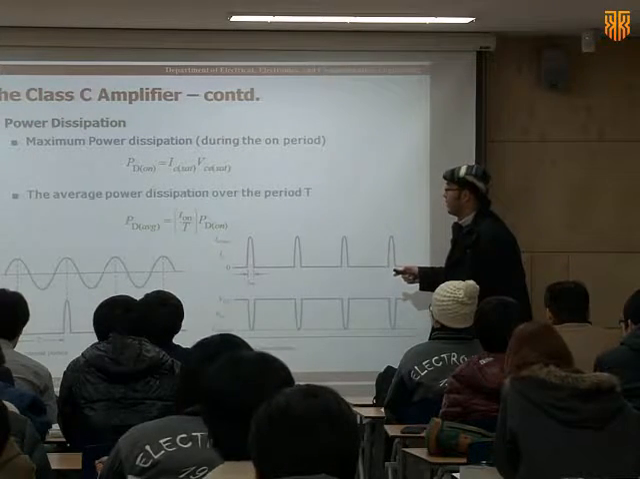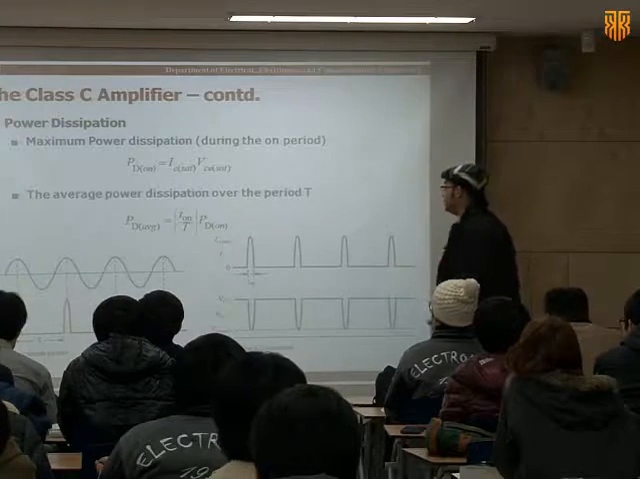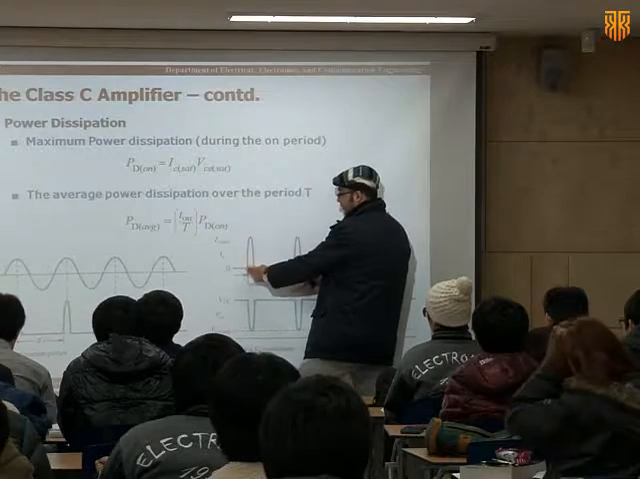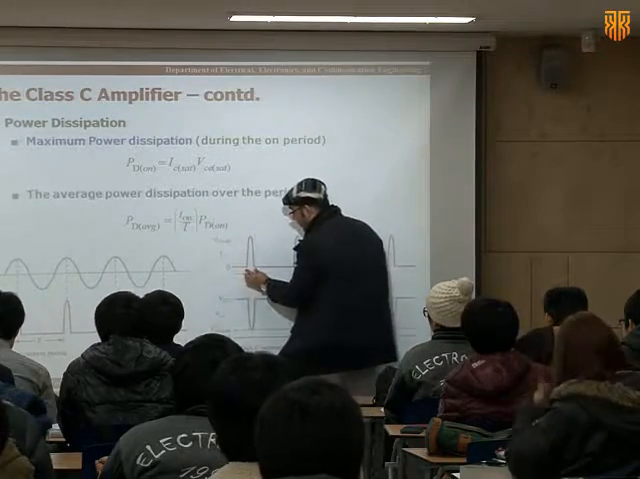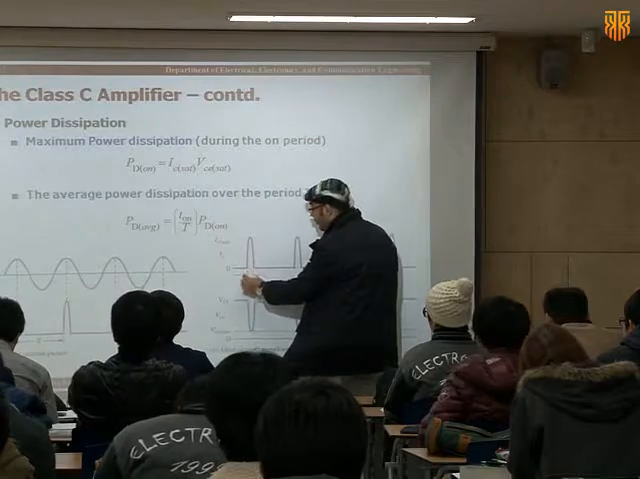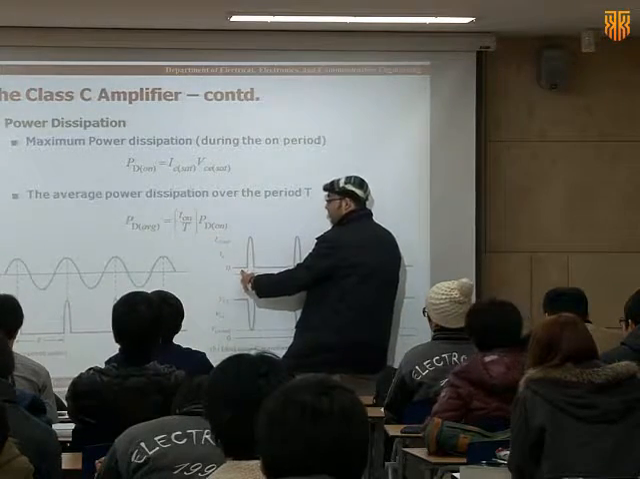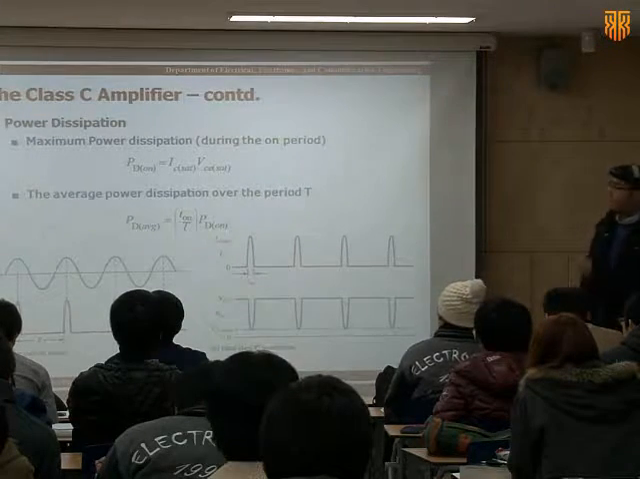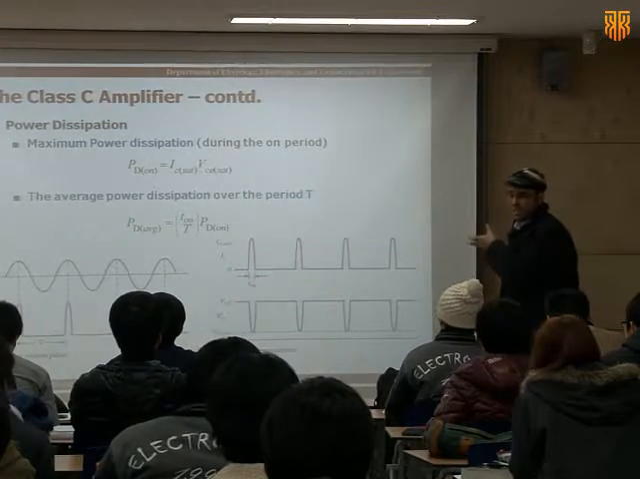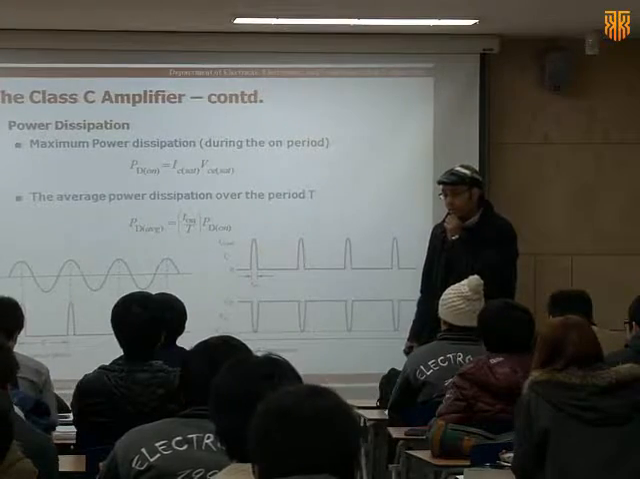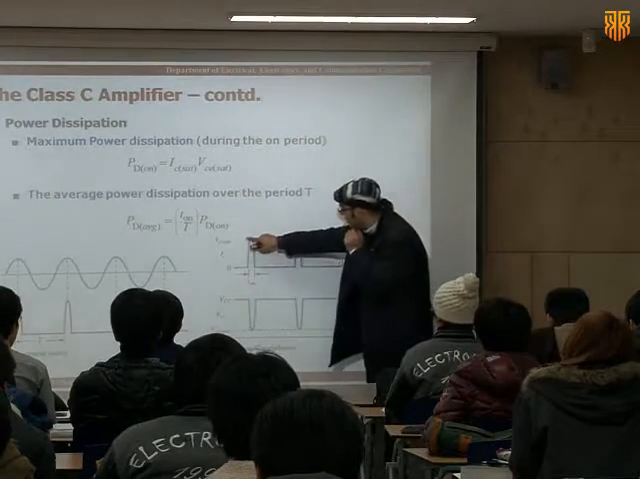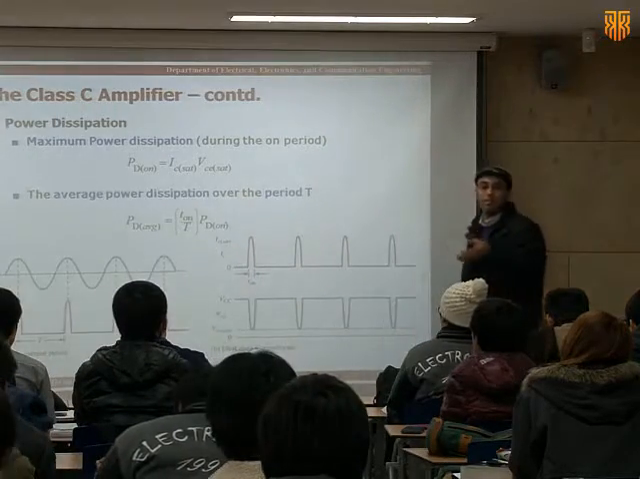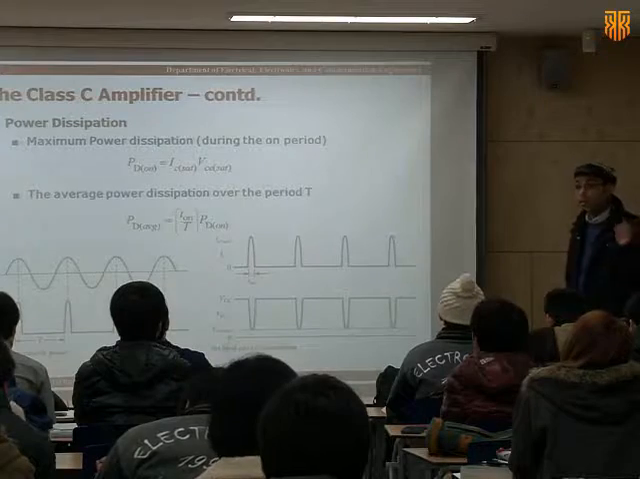So the average power dissipation over the period T, from here till here, is T on over T, multiplied by this one. The average value, approximately, not exactly. In that case, we just consider that this one is a square, and we take the maximum value. Is it fine?